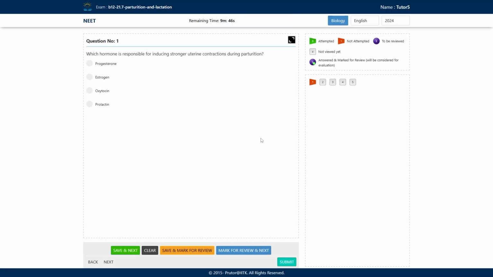Which hormone is responsible for inducing stronger uterine contractions during the parturition? So they are asking about the name of the hormone which induces the uterine contractions during parturition. This contraction leads to the expulsion of the baby out of the female body through the vagina. So what is the name of this hormone, or which hormone is known as the birth hormone? What are the options here? Progesterone, estrogen, oxytocin, and prolactin. What will be the correct answer?